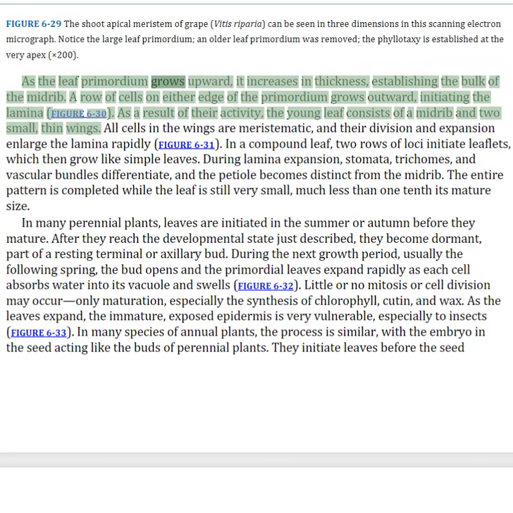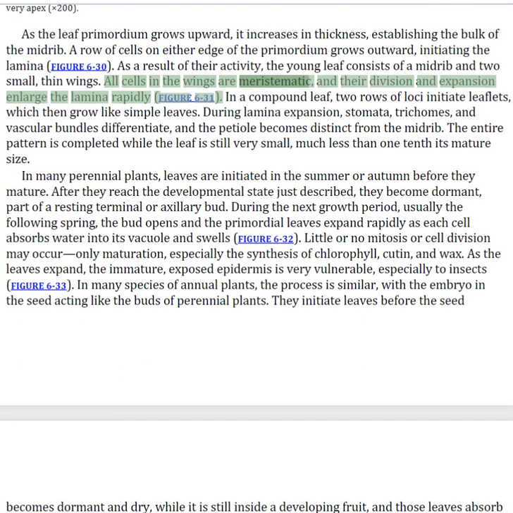As the leaf primordium grows upward, it increases in thickness, establishing the bulk of the midrib. A row of cells on either edge of the primordium grows outward, initiating the lamina. As a result of their activity, the young leaf consists of a midrib and 2 small, thin wings. All cells in the wings are meristematic, and their division and expansion enlarge the lamina rapidly.